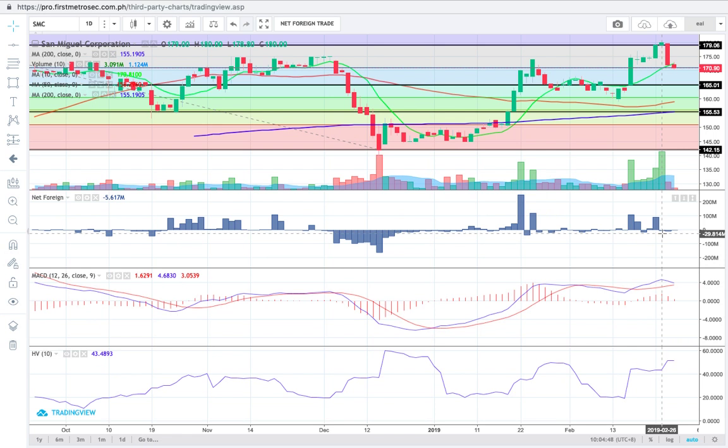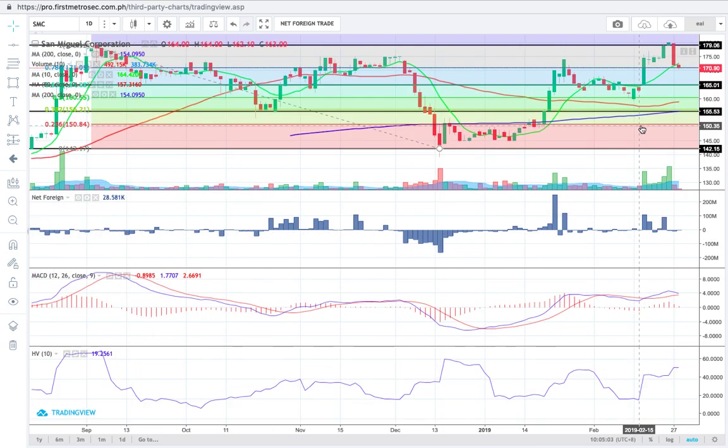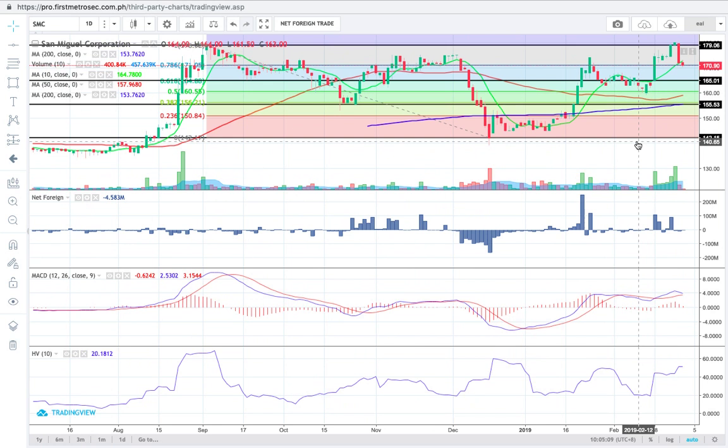So that's it. What's my overall sentiment on SMC? Am I bullish? Am I still bullish? Am I now bearish on this stock? I would say that I'm still neutral to bearish on SMC. Why? Why neutral to bearish?